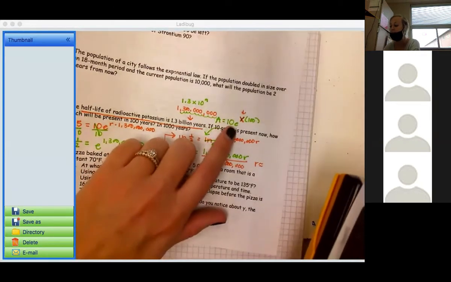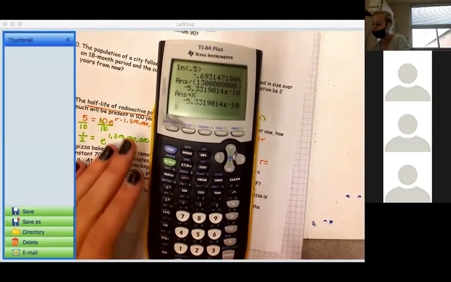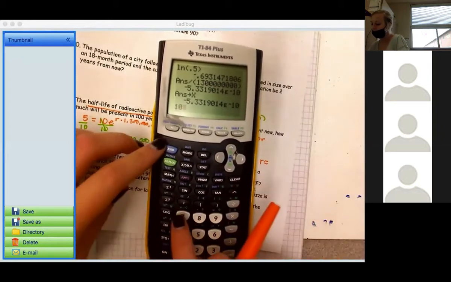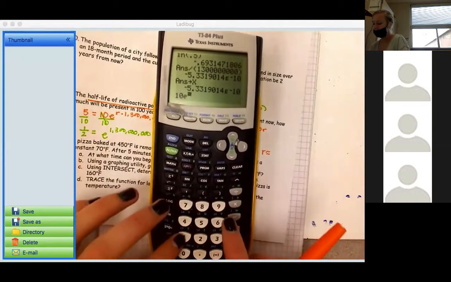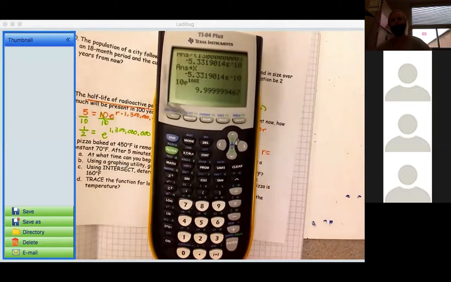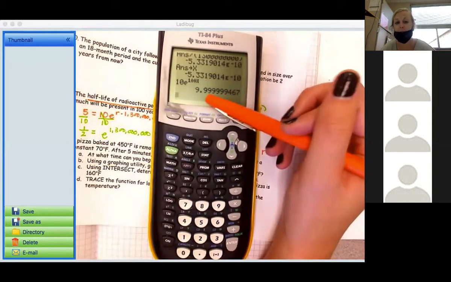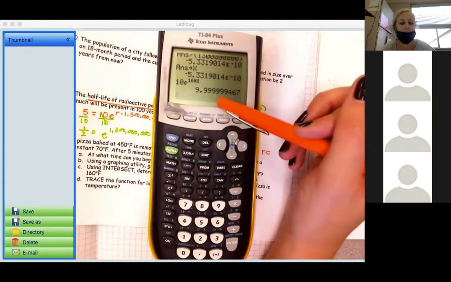So watch what I'm going to do. I'm going to do 10e to the 100x in the calculator, and it'll tell me how much is left after 100 years. So 10e to the 100x. Your calculator might have rounded differently than mine. Okay. They're asking lots of questions though, because we still ended up with 10.